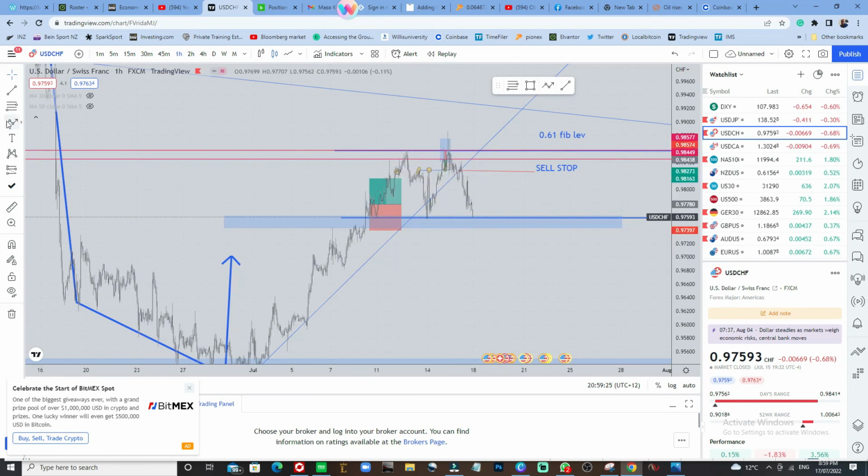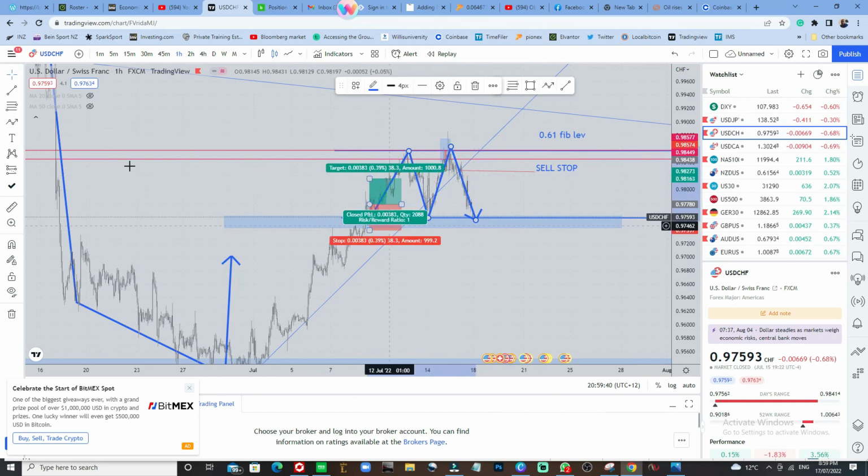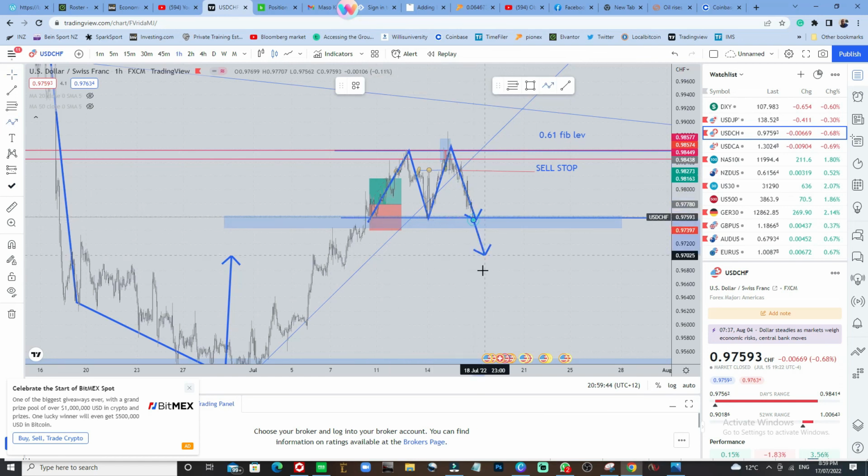Now the market has formed two double tops. This double top means that this region is strong. So if it's strong, it is not breaking this level. So most likely I'll be looking for a retest of this level to go sell. So that's what I'm looking at for in the coming week.